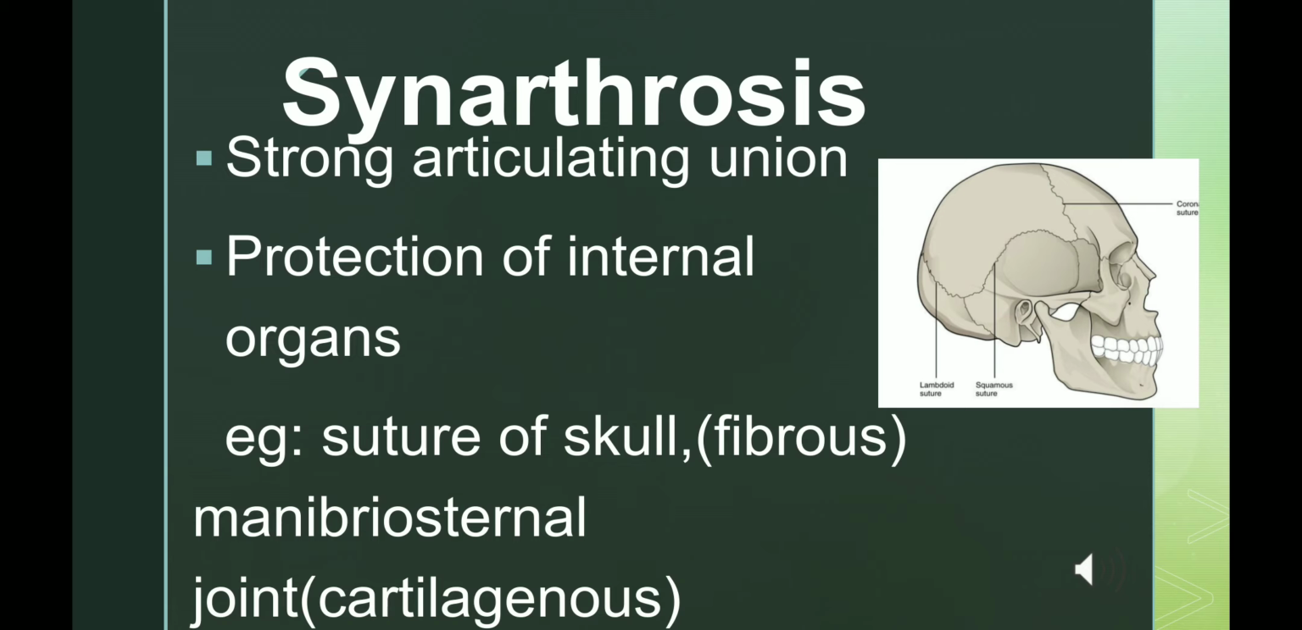The suture of the skull is a synarthrosis joint, and structurally it is a fibrous joint, and it helps in the protection of the brain. Another example is the manubriosternal joint, which is a cartilaginous joint structurally, and it helps unite the manubrium and the body of the sternum, and it helps in the protection of the heart. So synarthrosis is an immobile joint. Due to its immobility, it results in strong articulation and helps in the protection of internal organs.